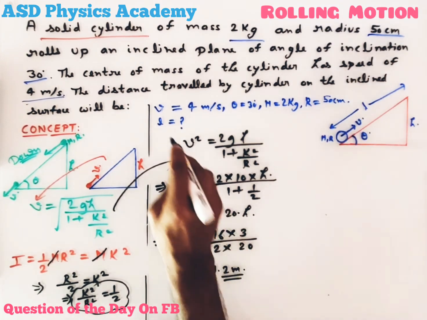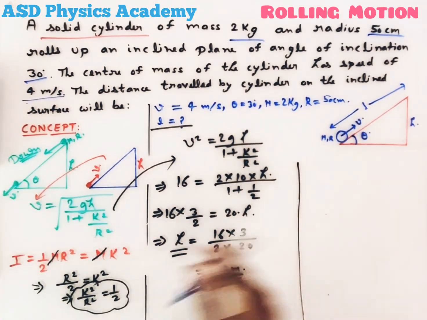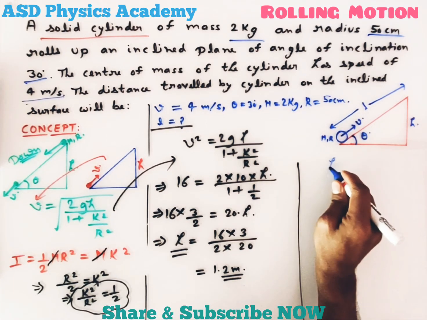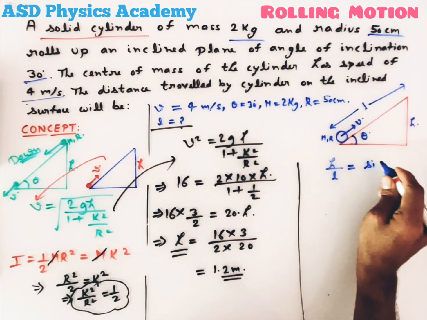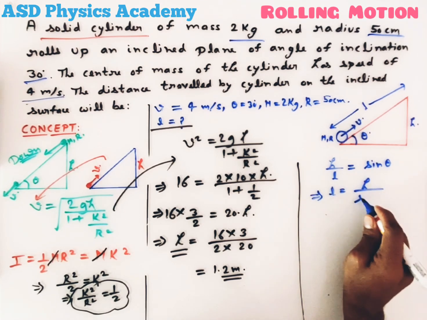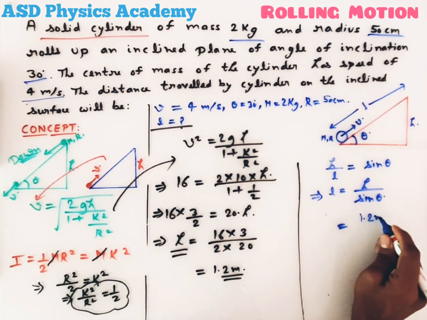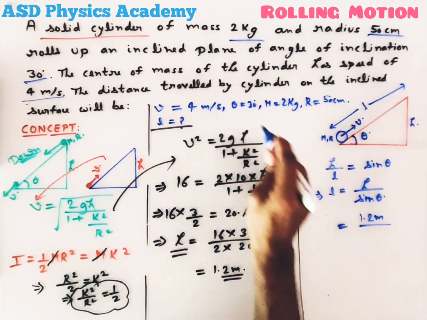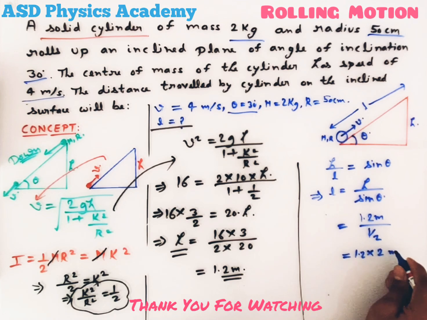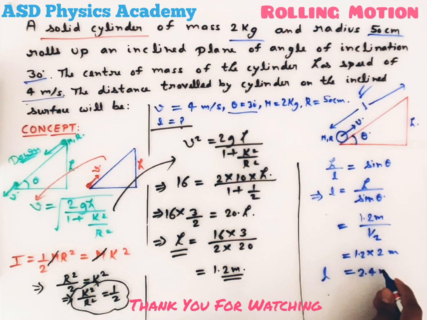But in our question we have to calculate the length L, and we calculated only h. Now again we will just apply in right angle triangle through the trigonometry. We can write here h by L equal to sine theta. So I can write here L equal to h by sine theta. Now height of the inclined plane we calculated 1.2 meter, and sine theta, theta is given in the question 30 degree. So sine 30 means 1 by 2, that means 1.2 into 2 meter. That means length of the inclined plane is given by 2.4 meter.